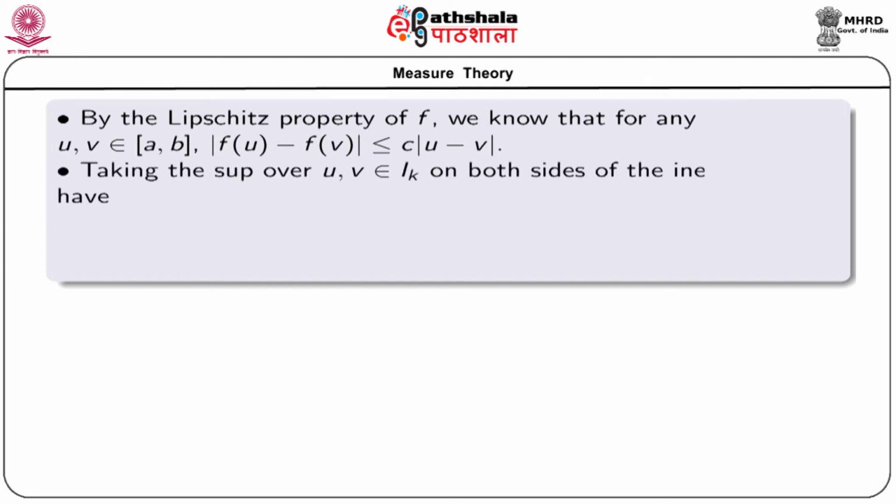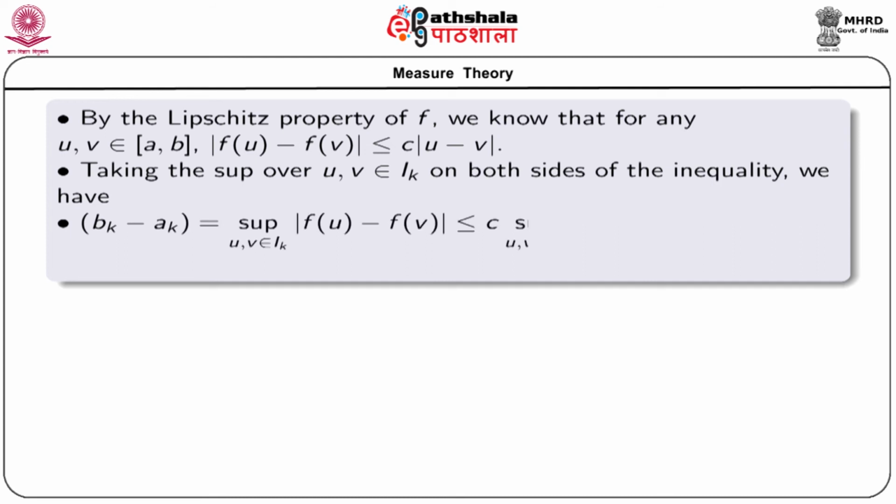Taking the supremum over u, v belonging to I k on both sides of the inequality, we have b k minus a k, which is equal to the supremum, when u and v run over I k, of mod f u minus f v, is less or equal to c into the supremum, u, v belongs to I k, of mod u minus v, and this is nothing but c into the length of I k.